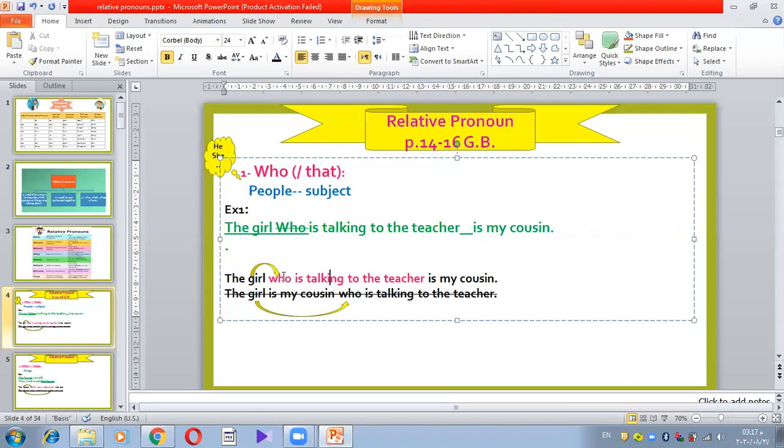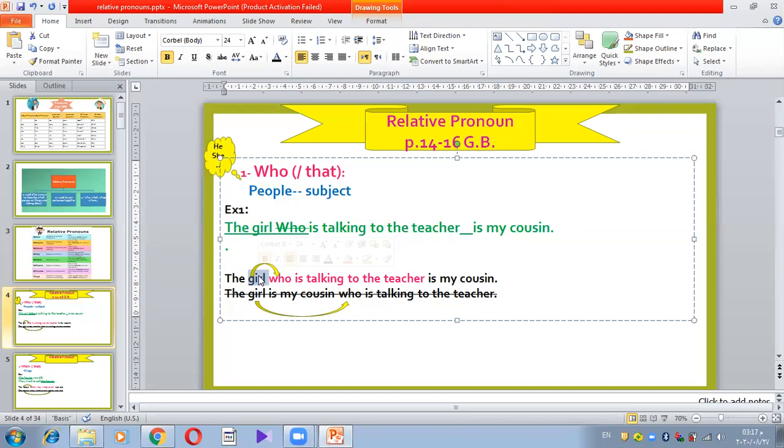Again, here, who is after what? Following what? After the noun. It describes what? Who here describes what? Describe the girl. Which girl is your cousin? I don't know. So the girl who is talking to the teacher is my cousin.